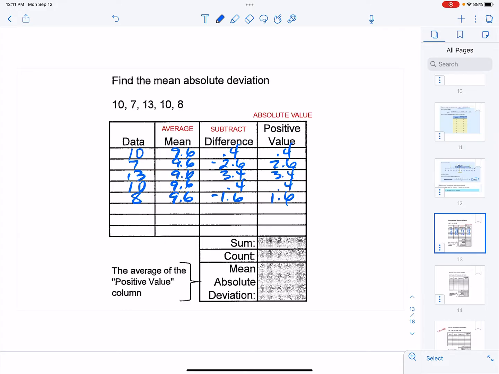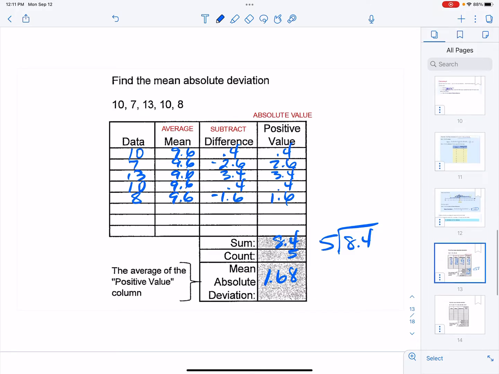So if we add these differences together, we're going to get 8.4, and we're going to put that in the sum. When you see the word count, that just means how many data points you had. In this particular one, we had 5. So we're going to take that 8.4, and divide it by 5 using our calculator, and you're going to end up with 1.68 for our mean absolute deviation. And now that tells us, because that number is a rather small one, that our data is good data, that it's all relatively close together.